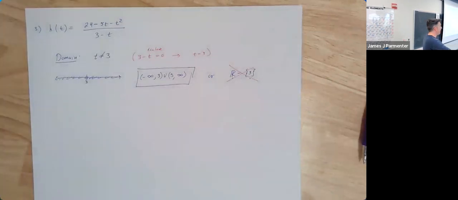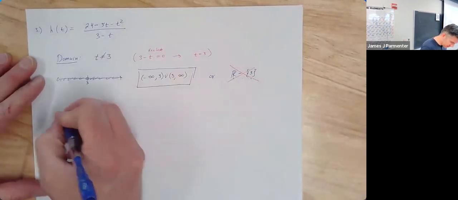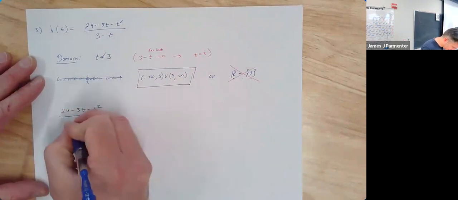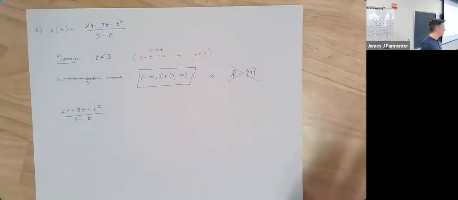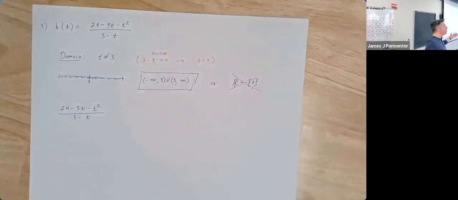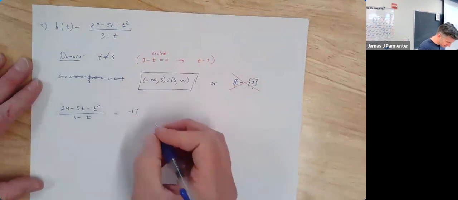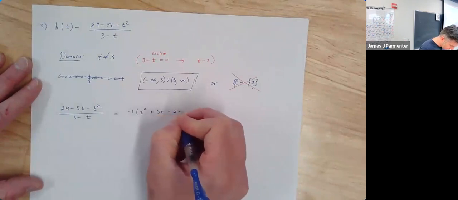The trick is that we should factor this thing to see what's really happening. So factoring, I knew I picked something I didn't want to do. So if I've got 24 minus 5t minus t squared over 3 minus t, I don't love the way I've written the top part here. I don't like factoring things when I have a negative t squared. I know it can be done, but it's harder than it actually needs to be. So to make my life easier, I'm going to factor out a -1. I'm going to write this as -1 times t squared plus 5t minus 24.